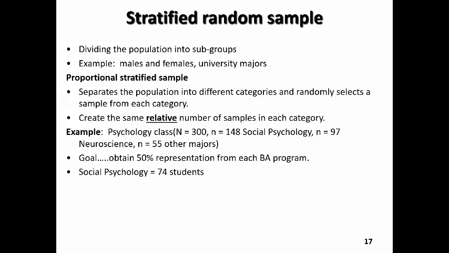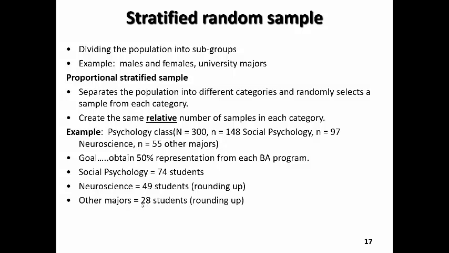To obtain 50% from the social psychology students, we would have to have a sample of 74 students. We would have to have 49 students from neuroscience and 28 students from other majors. Because we have odd numbers of students in neuroscience and the other majors, we would just round up after dividing those two categorical sample sizes by 2.